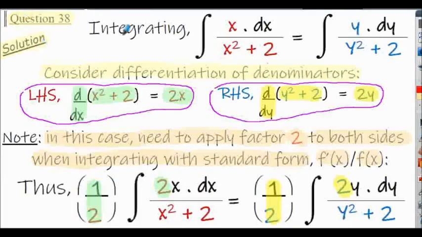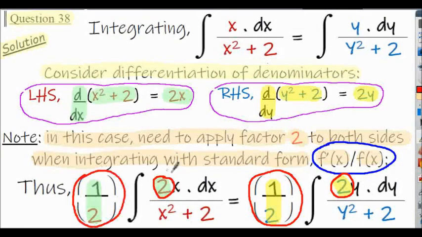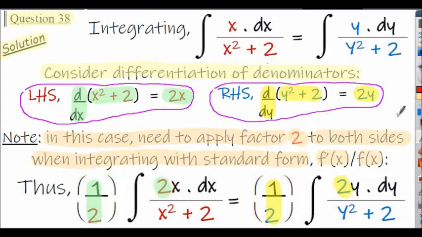Question 38, solution continued. Here's a more detailed slide relating to the integration process using our standard form. Essentially, to make both integrals standard form, we have to factor the numerator by 2 and factor the integral by a half. But I'll let you review the solution at your own pace.